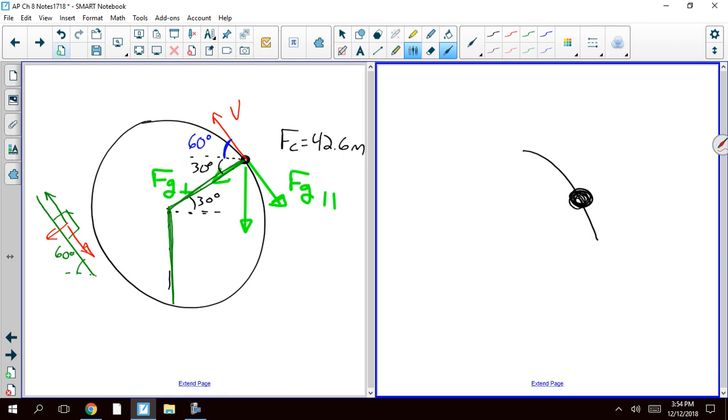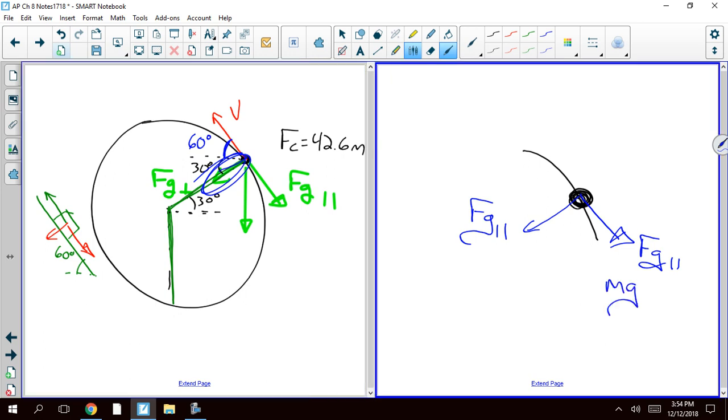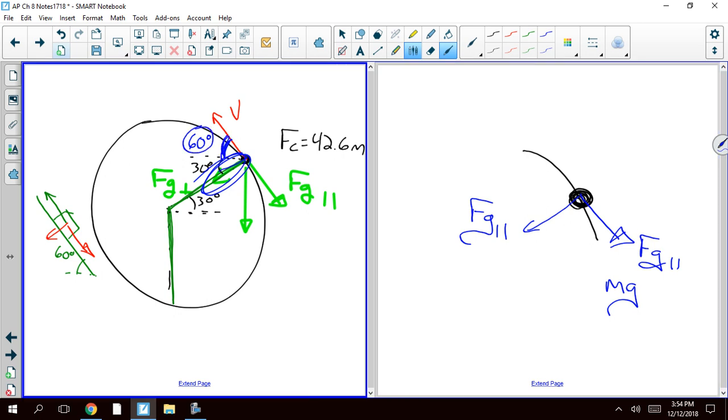what are our forces? Well, let's see. There's an FG parallel causing us to slow down, and there's an FG perpendicular, which is contributing to our centripetal force, right? Because it's directed in towards the center of the circle. Okay? So FG parallel, let's see, that's mg cosine of theta, where our theta is the 60 degrees, right? Because that's the direction that we're inclined at that point.